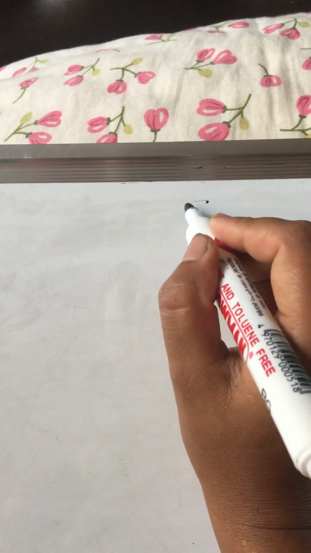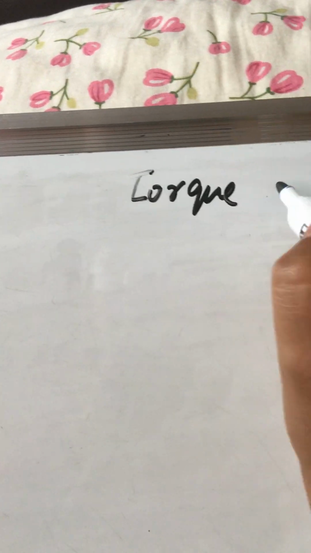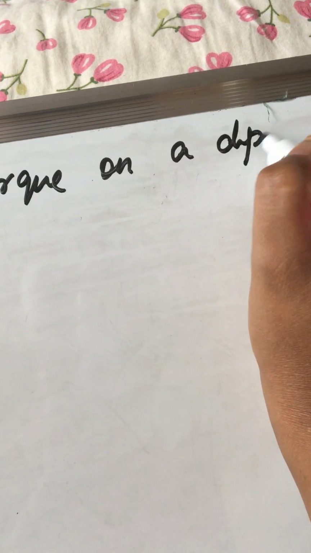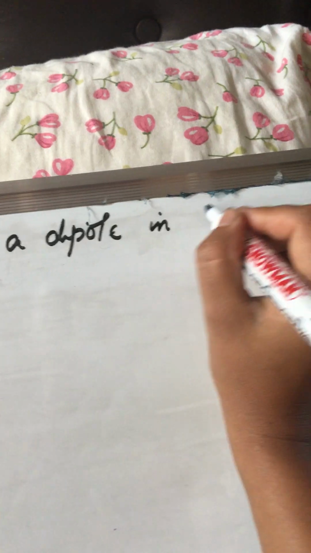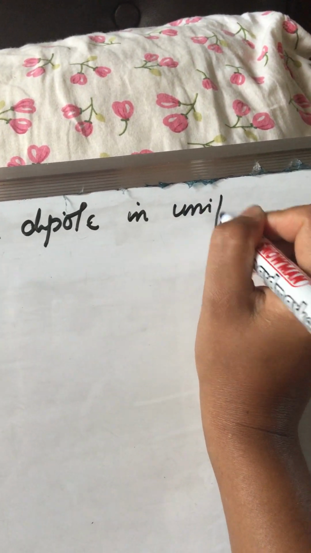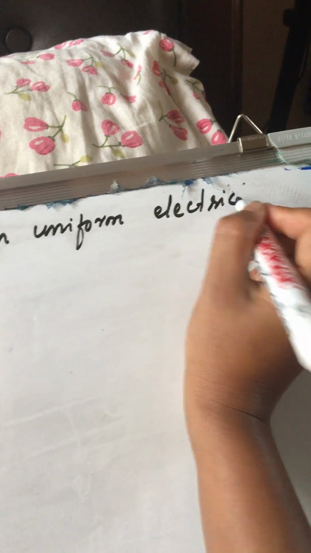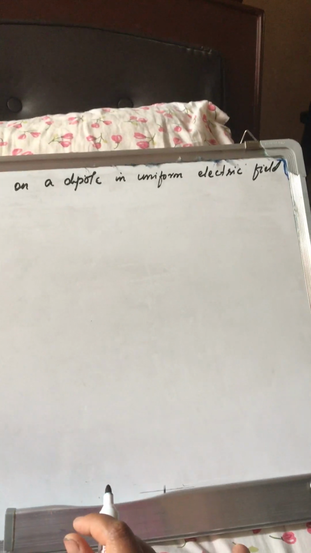Okay, the heading, it's a derivation, and the heading is torque on a dipole in a uniform electric field. Okay, so torque on a dipole in uniform electric field.